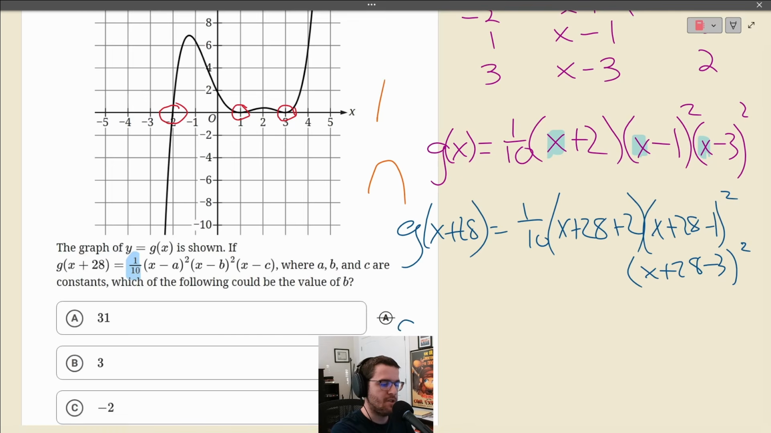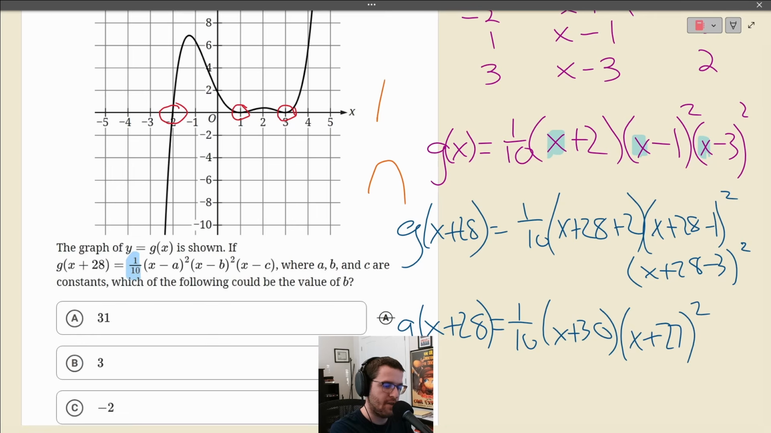All right, so we get g of x plus 28 equals 1/10 times, okay, 28 plus 2, that's 30. So we got x plus 30. And then we got x plus 28 minus 1. That's 27. So x plus 27 squared. And then 28 minus 3, that's 25. So we got x plus 25 squared.